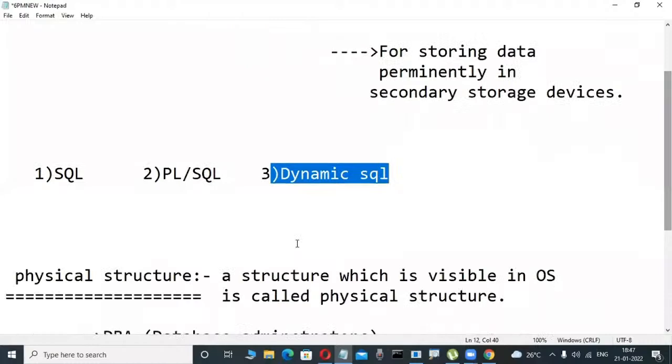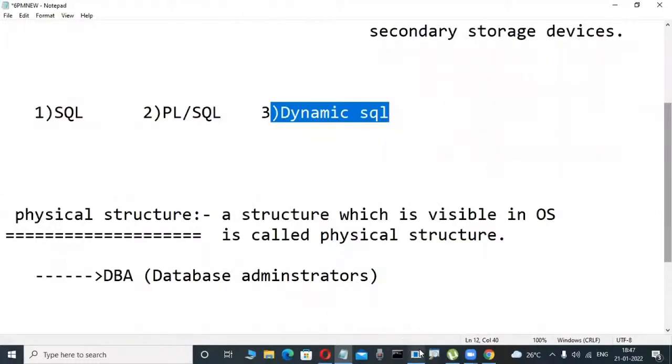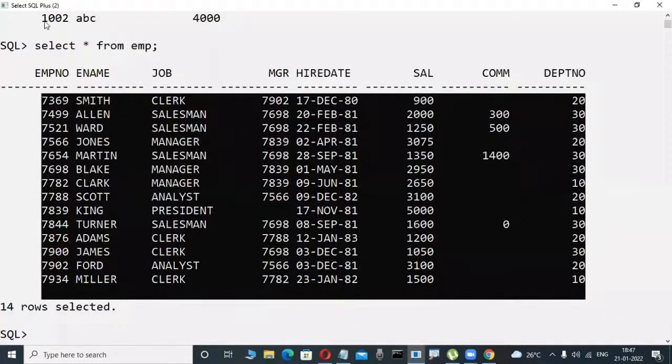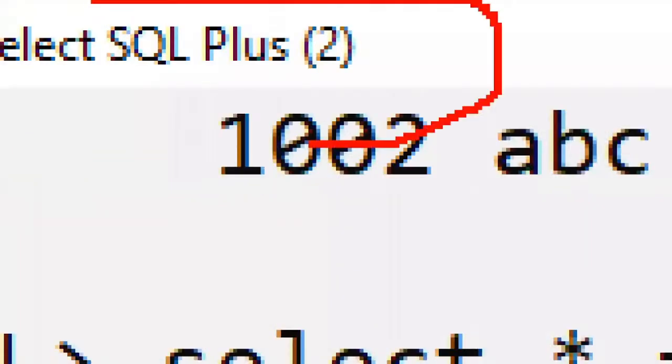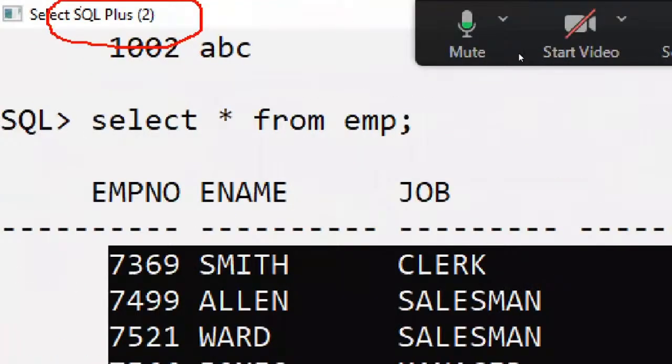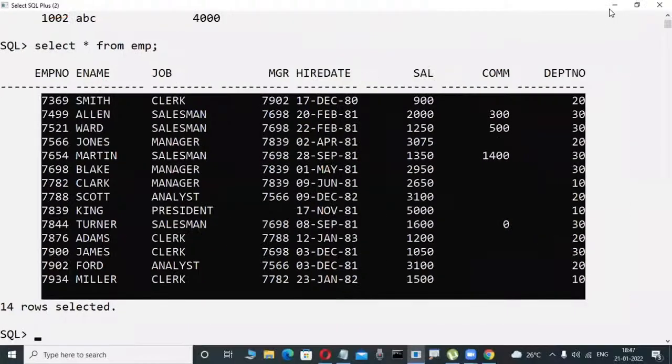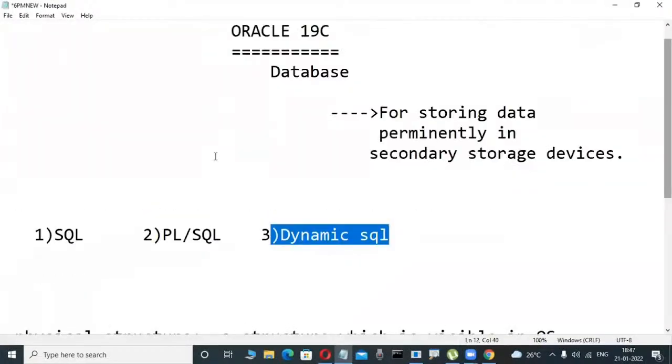But unfortunately, another thing is there in my system here. SQL Plus is there. What is this one? This is a tool. This is called a client tool. If you want to connect to the Oracle database, then we use client tools.